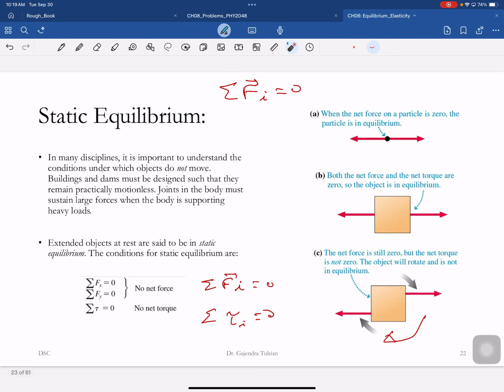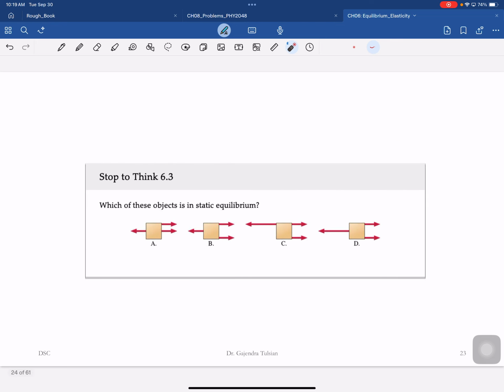In many disciplines, it's important to understand the conditions under which objects do not move. Buildings and dams need to be designed such that they remain motionless. Joints in the body must sustain large forces when the body is supporting heavy loads. So for example, in this case, which one will be in static equilibrium?